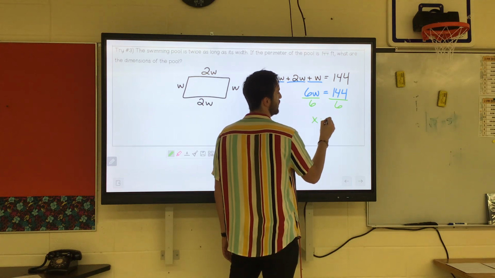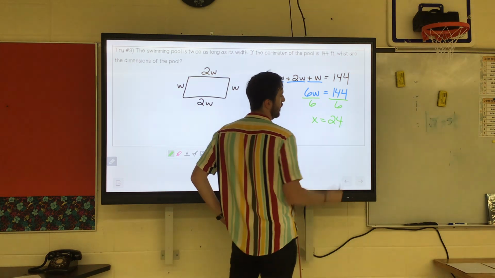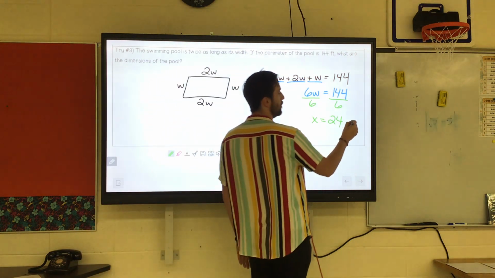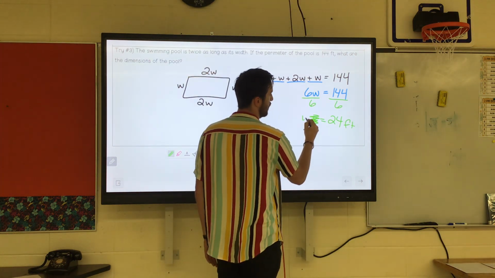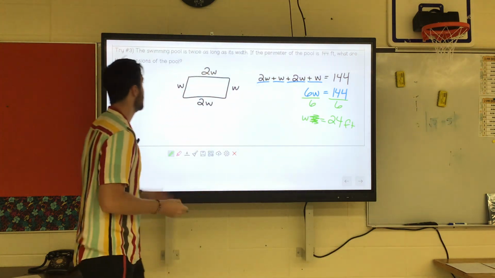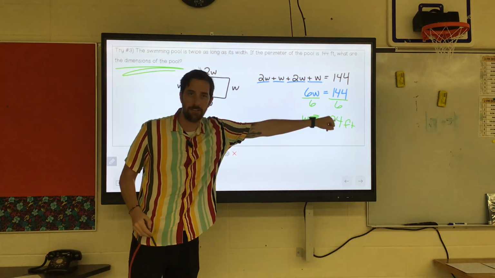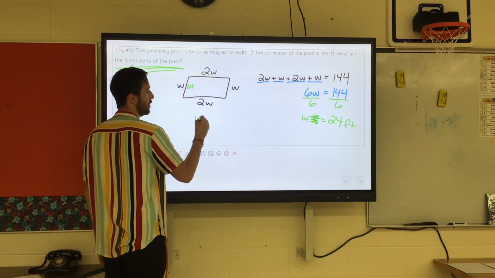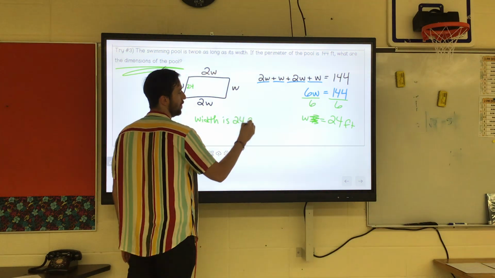And we get W equals, let's see, 24, I believe. I wouldn't even say the answer is 24 feet because, oops, I made that an x. It's supposed to be a W. The question is asking, what are the dimensions of the pool? We only figured out that the width is 24 feet. So the width is 24 feet. That's part of the answer.